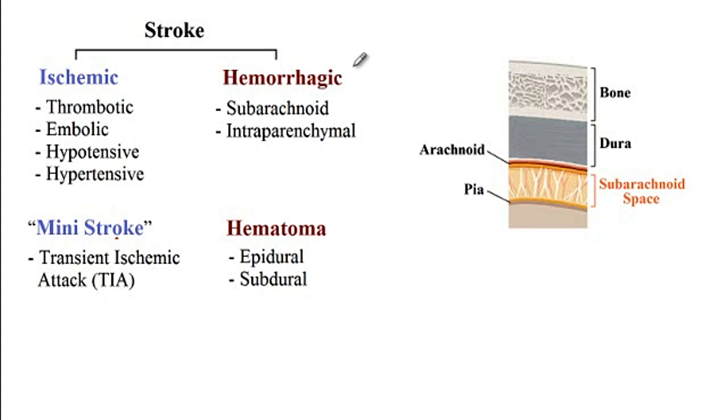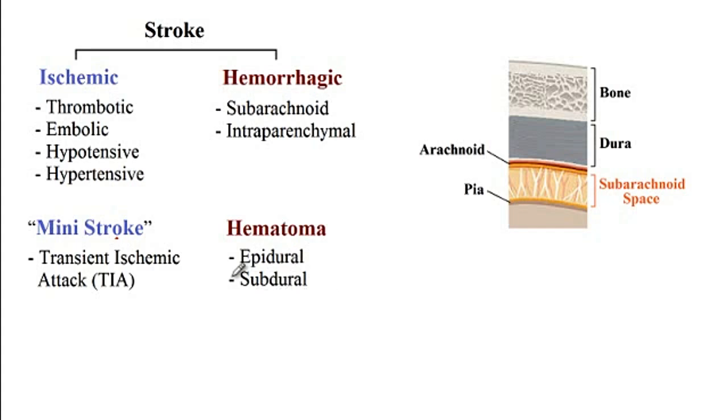Here I'm going to discuss the hemorrhagic stroke and also discuss the hematoma. Hematoma is bleeding inside the skull, and it's not really considered a stroke, and that's why I've written it separate from the hemorrhagic stroke. So first I will start with the hematoma and then discuss the hemorrhagic stroke after that. There are two forms of hematoma: epidural hematoma and subdural hematoma.